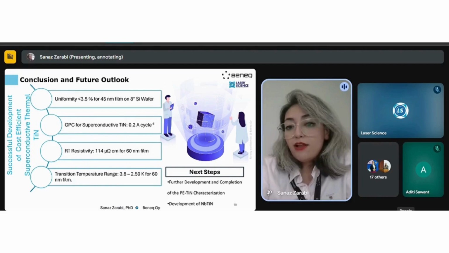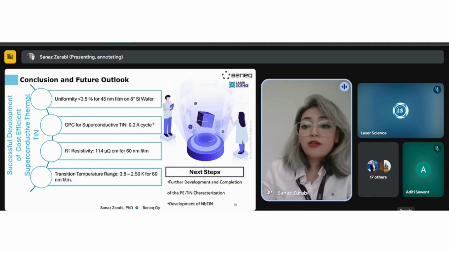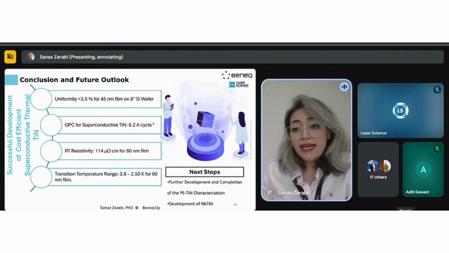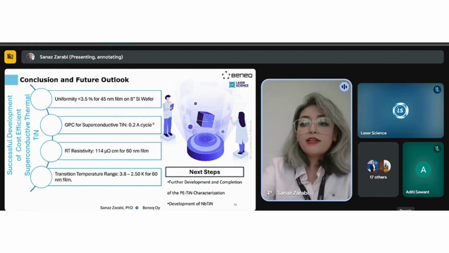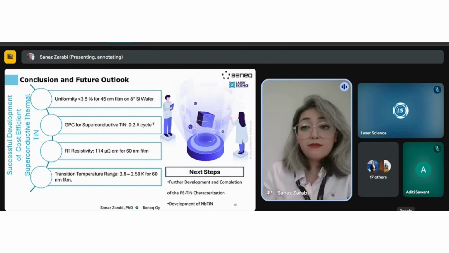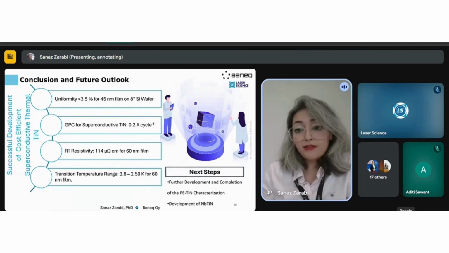Interestingly, our thermal ALD approach has yielded highly promising results with both superconductivity and room temperature resistivity values that compare favorably to reports on plasma-enhanced ALD tin nitride from other studies from industry. This highlights the strength of our process in achieving high-quality films without the additional complexity of plasma-based methods.